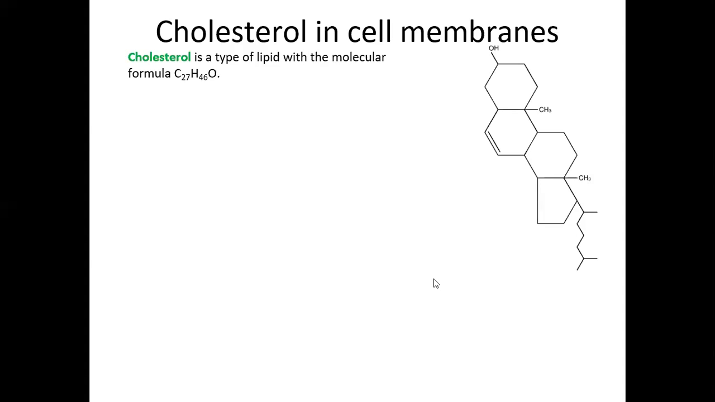Okay, so when we think back to that image, I was saying that we've got the phospholipid bilayer, and then obviously we've got cholesterol in between it. So we're going to look at what the role of the cholesterol is and why it's there. Cholesterol is actually another type of lipid, and it has the molecular formula C27H46O.